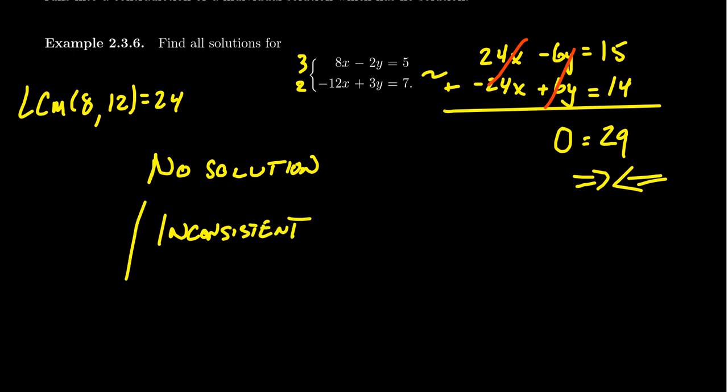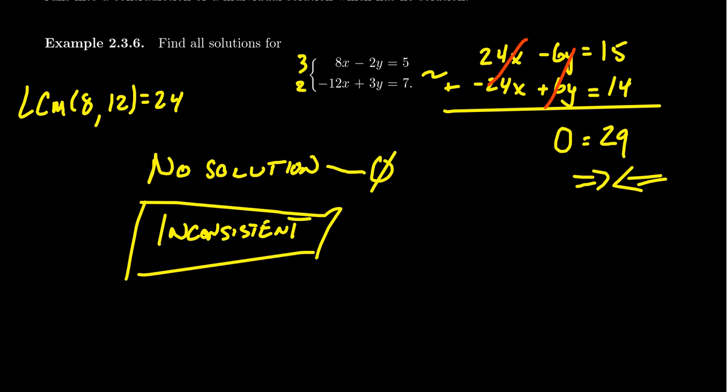And so as you describe this system, you can say that there's no solution. You can write it out, no solution. Sometimes people use this symbol. It's like a little circle with a slash through it. This would suggest that the solution set is empty. So that means no solution. And for these linear systems, we describe this as inconsistent.